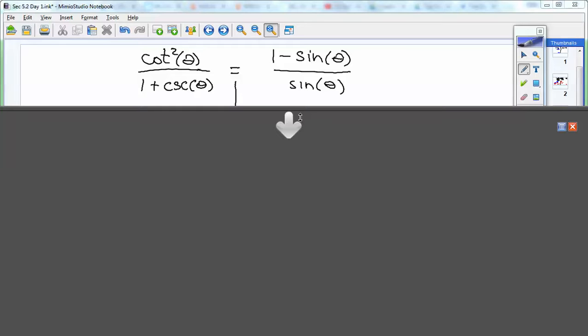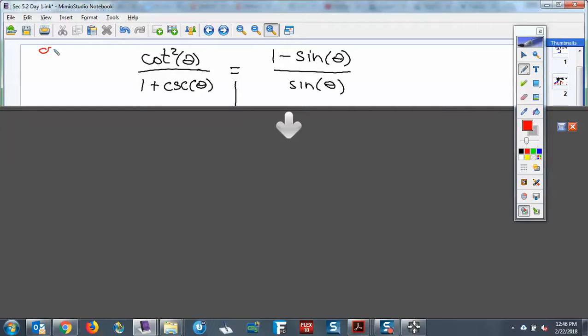Let's just talk about it real quick. There's a lot of different ways you could go with this one, but somebody give me one. First thing to change it. Yeah. And then if you're going to change that into cosine squared over sine squared, then you're probably going to do what on the bottom? Probably going to do that, right? I'd be okay with that.